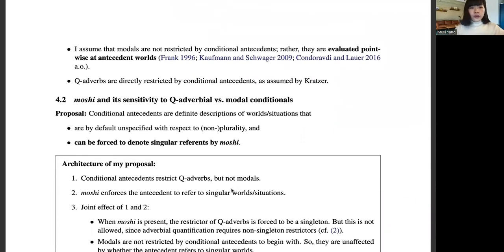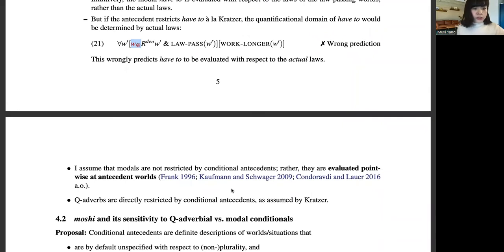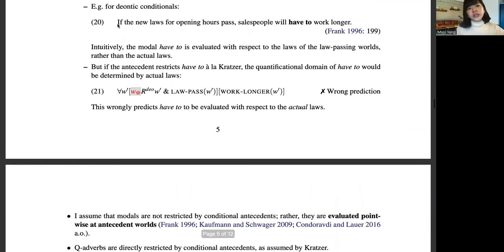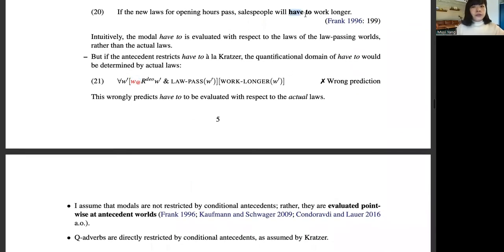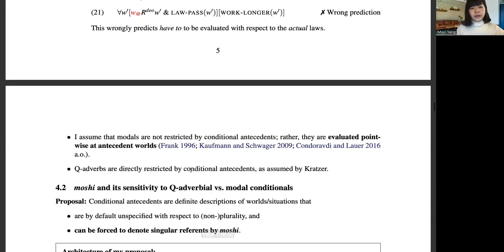So following this part of the literature, I will assume that modals are not restricted by conditional antecedents. Rather, they are evaluated pointwise at antecedent worlds. For the sentence in 20, this means that the modal have to is evaluated at each antecedent world, each world where the new laws for opening hours have passed. And for Q adverbs, I will just follow Kratzer and assume that Q adverbs are indeed directly restricted by conditional antecedents. So that's the difference between Q adverbs and modals.